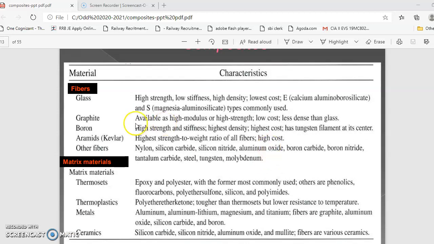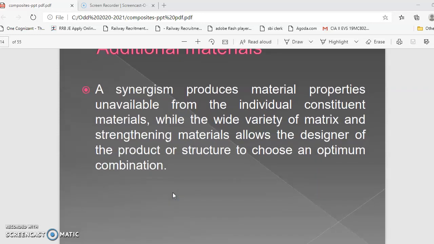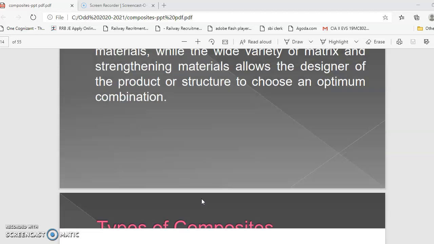In composite materials, the fibers could be glass, graphite, boron, aramids and other fibers, and the matrix could be thermosets, thermoplastics, metals and ceramics. Based on this we classify the composites. The additional material could provide material properties unavailable from the individual constituent materials, while the wide variety of matrix and strengthening materials allows the designer of a product or structure to choose an optimum combination.